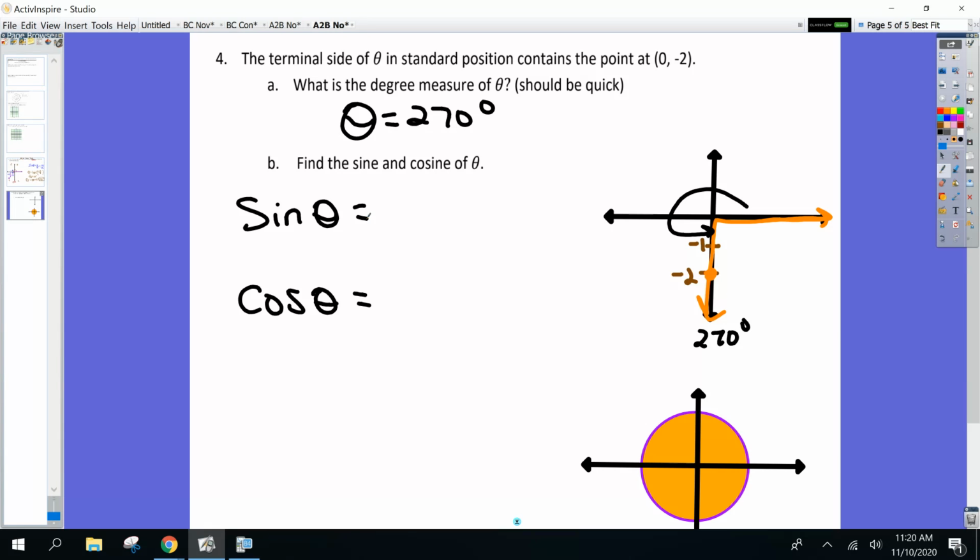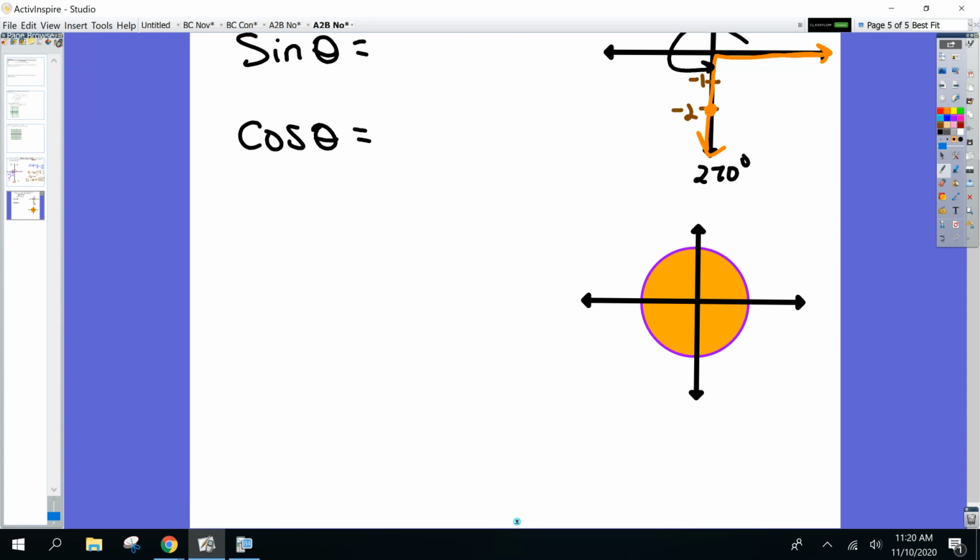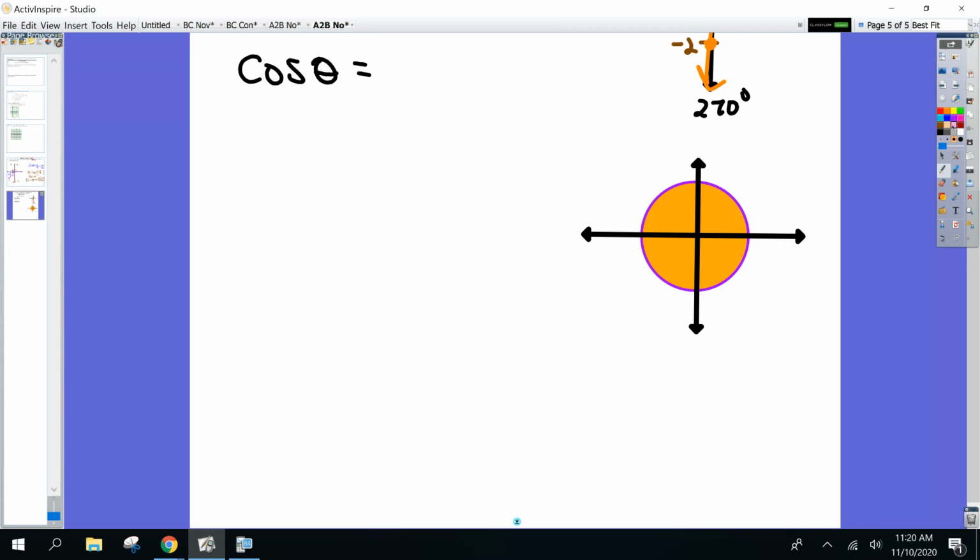Let's go back to our unit circle. It has the values. Go back to your unit circle. Cheat if you need to. That's fine. Can't do that on Thursday, Friday.